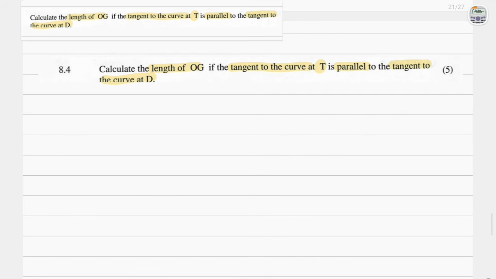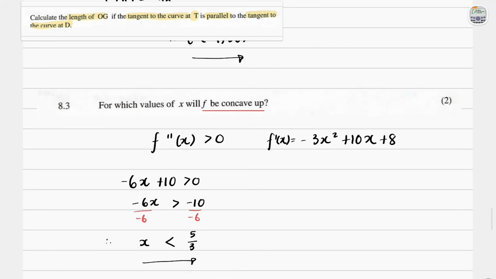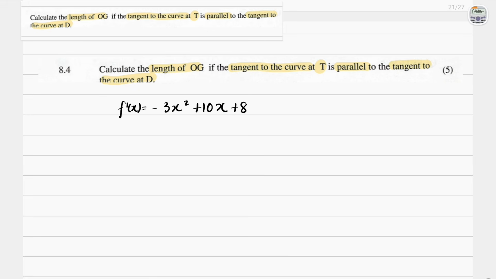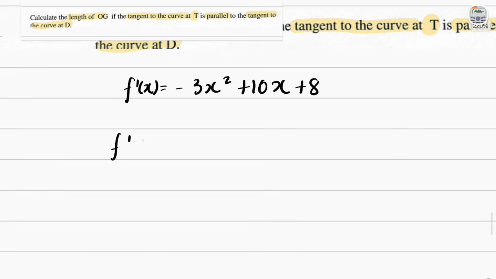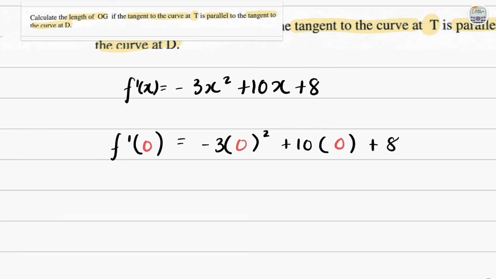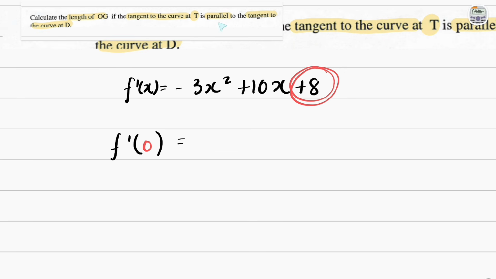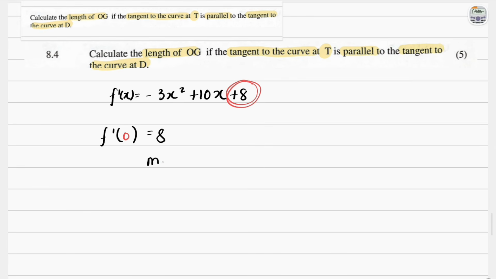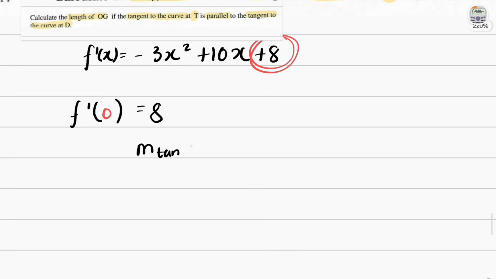Okay, so we need our graph. Well, we already have the gradient of f. So this is the gradient of f. Let's just take this as it is and find out what the gradient will be where x is equal to 0. When you substitute, you realize that you're looking for the y-intercept of the derivative of f, which is just 8. So we can simply say this will be 8. And now that we know it is 8, it means that the gradient of the tangent at D and T are both equal to 8.